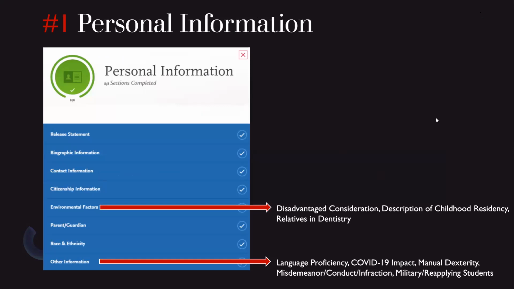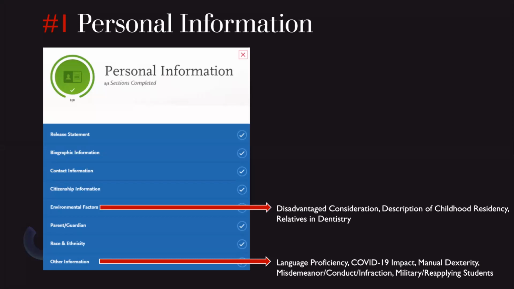As you can see, I'm not going to go into too much detail, but there's a release statement, there's a biographic information section, contact info, citizenship info, and environmental factors, whose subcategories include disadvantage consideration, description of childhood residency, and relatives in dentistry. Those are the key things that I took away that I think are maybe a little less common or that you would think of. And those might require just a couple of sentences to describe.